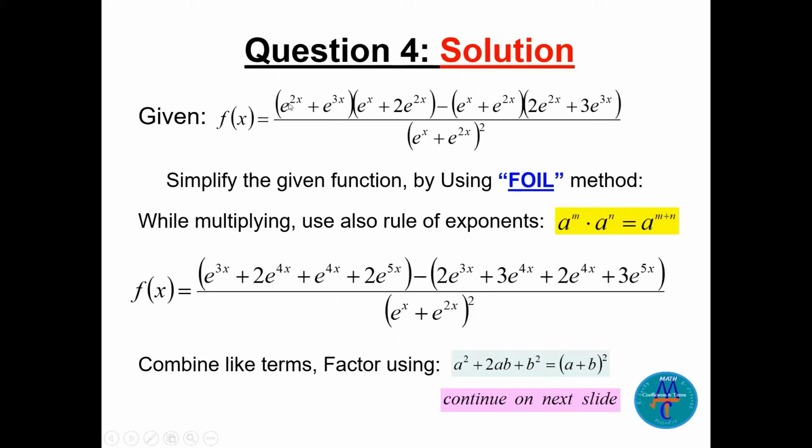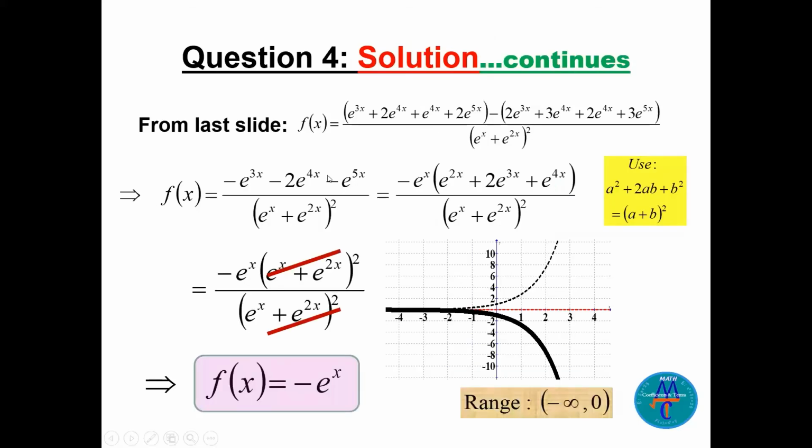So let's multiply by the FOIL method. e to the power 2x times e to the x will be e to the power 3x. We add the powers. e to the power 2x times 2 e to the power 2x will be 2, the coefficient, e to the power 4x. Multiply this and this, we get e to the power 4x. The last one here, 2 times e to the power 5x, minus, the same idea here. You multiply inside the bracket, then we have a minus outside, so we can subtract. Now, when you subtract, you get minus e to the power 3x minus 2 e to the power 4x minus e to the power 5x.